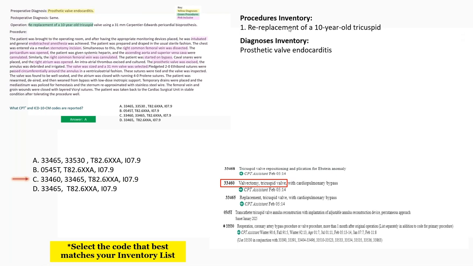Our procedure inventory, we had a re-replacement of 10-year-old tricuspid valve. No, it's not the valvectomy procedure which is performed. That doesn't match the procedure inventory. So right away, it's a wrong answer.